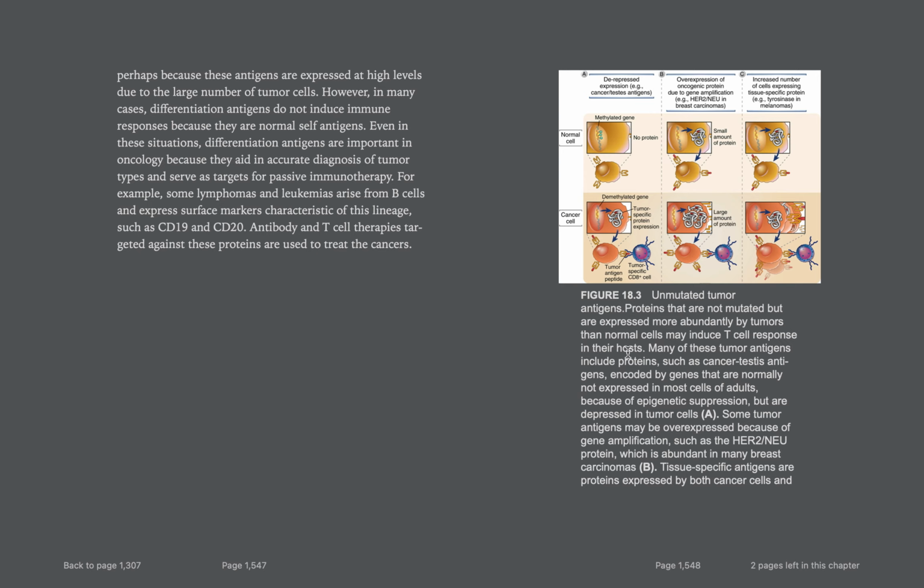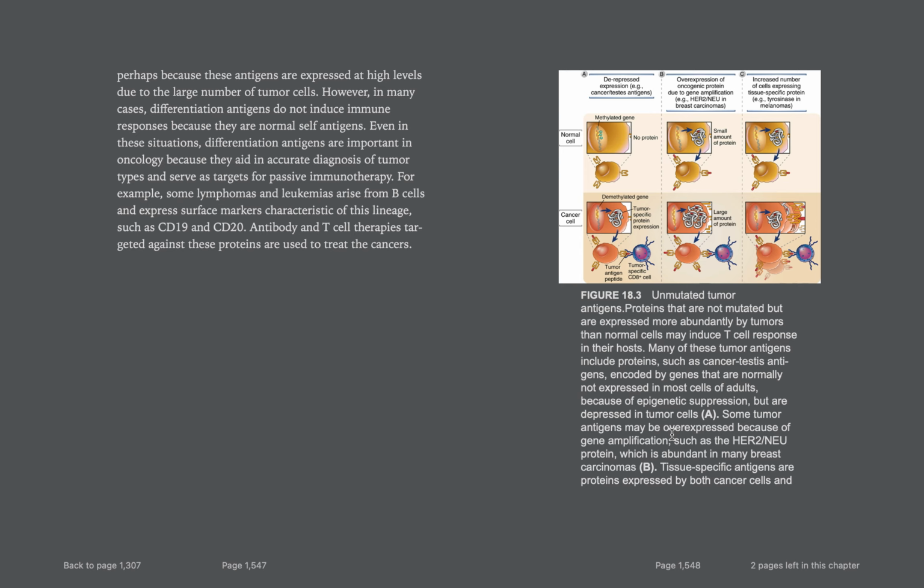So this is figure 18.3. Unmutated tumor antigen proteins that are not mutated but are expressed more abundantly by tumors than normal cells may induce T cell responses in their host. Many of these tumor antigens include proteins such as cancer testis antigens, encoded by genes that are normally not expressed in most cells of adults because of epigenetic suppression, but they are derepressed in tumor cells. Some tumor antigens may be overexpressed because of gene amplification, such as HER2, which is abundant in many breast carcinomas.